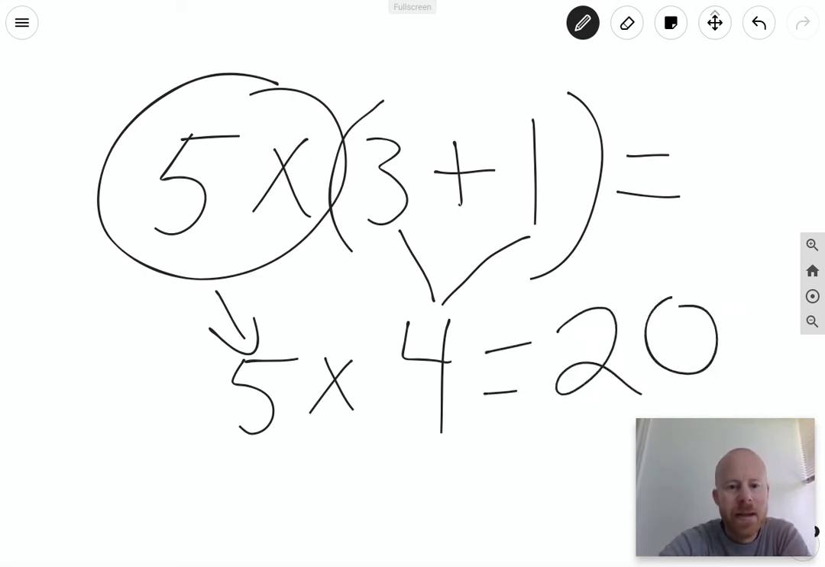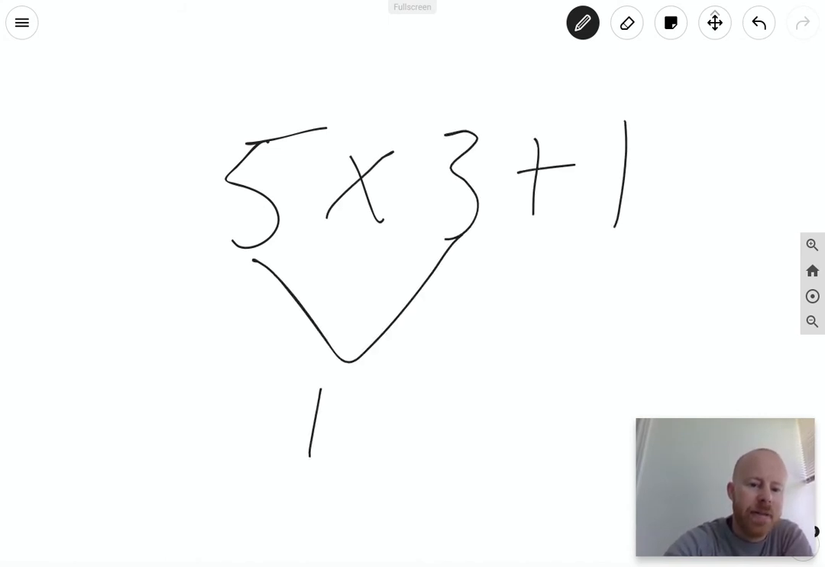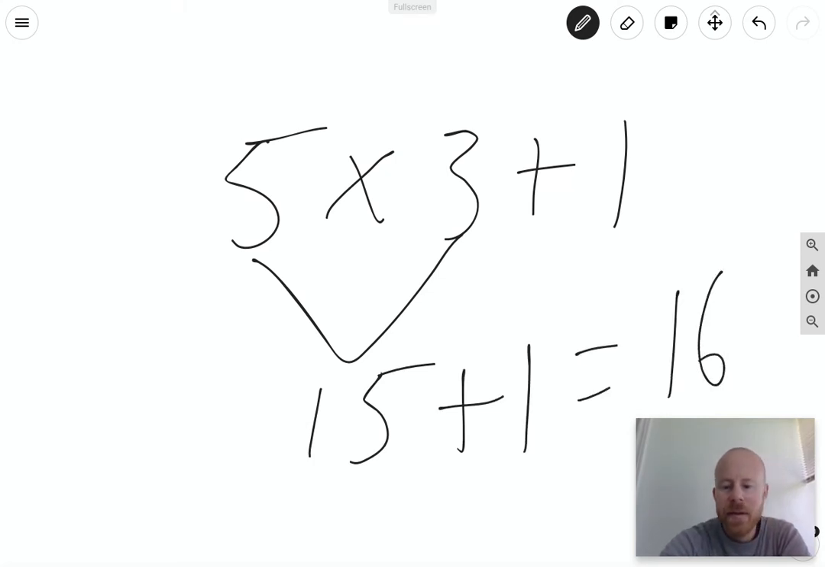All right. Now, if it didn't have parentheses, it would be a different answer. 5 times 3 plus 1 would be 5 times 3, which is 15, plus 1 would equal 16. So the parentheses, when you change the order of operations, it can change the answer. Let's try a tricky one. Let's do one more.